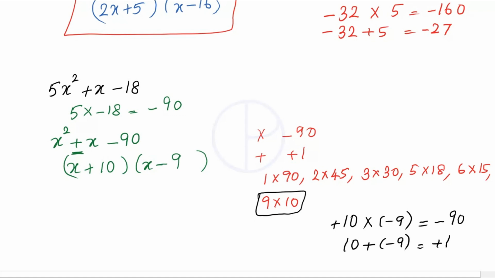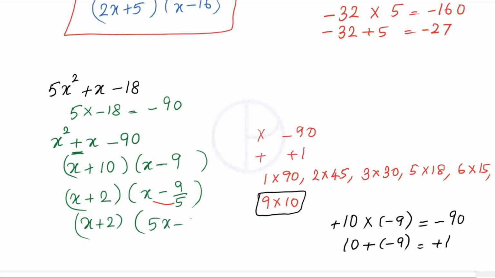Now undo the multiplication we did earlier by dividing by the same number, that is 5. So x plus 10 divided by 5 is 2, multiplied by x minus 9 over 5. Now multiply the x by 5. So we get x plus 2 multiplied by 5x minus 9. This is the final answer.